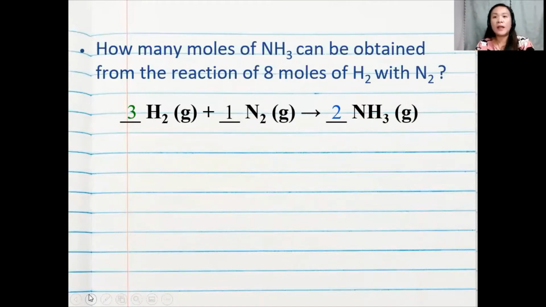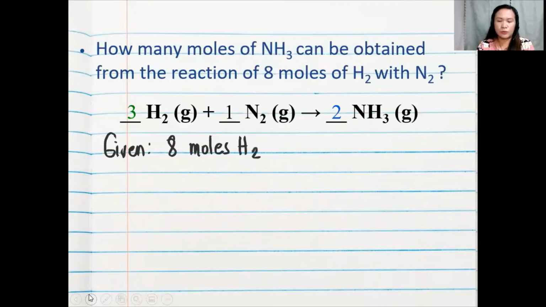So again, let us first put the given and what is asked for. For the given, we have 8 moles of H2. And what is being asked for? So we are being asked for the moles of NH3, or we need to find the moles of NH3. So now that we know what is given and what we need to find, let's now go to the solution.